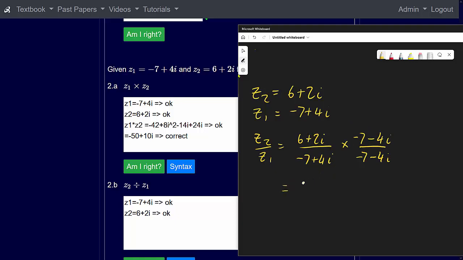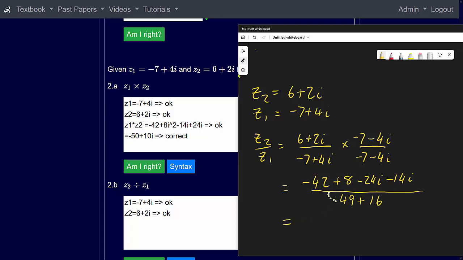So I'm going to get minus 42, and then I'm going to get minus 8i squared, so I'll just put that as plus 8, and then we're going to get 6 times minus 4i, so that's going to be minus 24i, and then I'm going to get 2i times minus 7, so that's minus 14i. And for the denominator it's just going to be that squared plus that squared, so that's 49 plus 16.